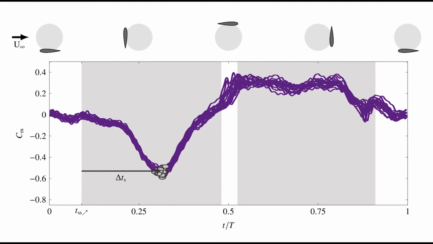flow separation. Here we look at the temporal evolution of the pitching moment coefficient superimposed for all 19 rotations. All curves peak at a clear minimum around 0.3 periods, which coincides with the occurrence of vortex pinch-off. We compute the time span between the moment when the blade exceeds its static stall angle and pinch-off, also known as the dynamic stall delay, here shown with a gray arrow.